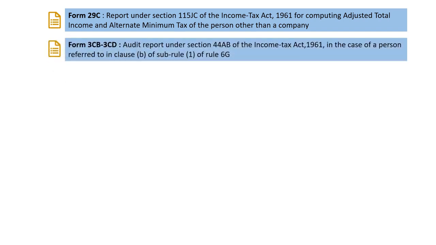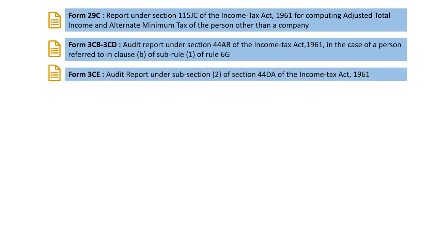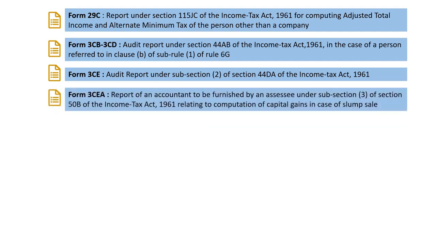Form 3CB, 3CD, which is audit report under Section 44AB of the Income Tax Act in case of a person referred to in Clause B of Subrule 1 of Rule 6G. Form 3CE, which is audit report under subsection 2 of Section 44DA of the Income Tax Act. Form 3CEA, report of an accountant to be furnished by an assessee under subsection 3 of Section 50B of the Income Tax Act relating to computation of capital gains in case of slump sale.